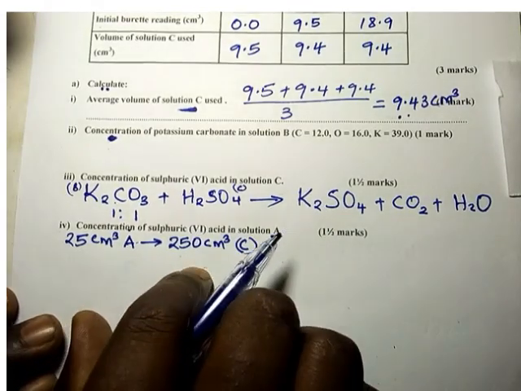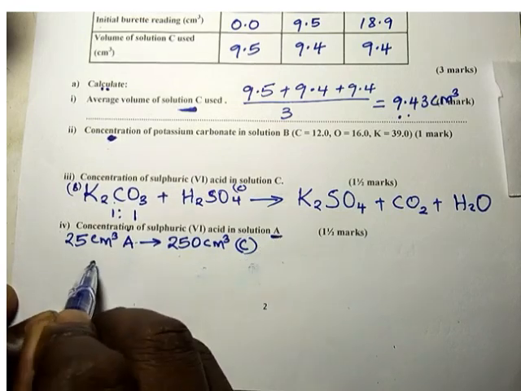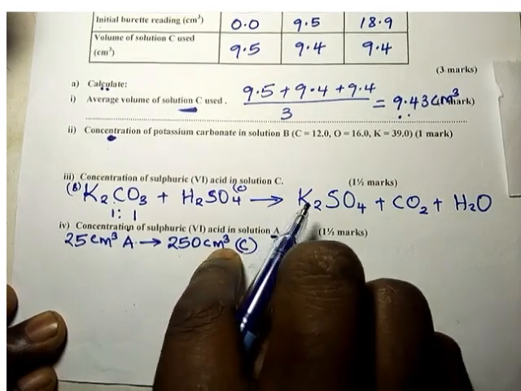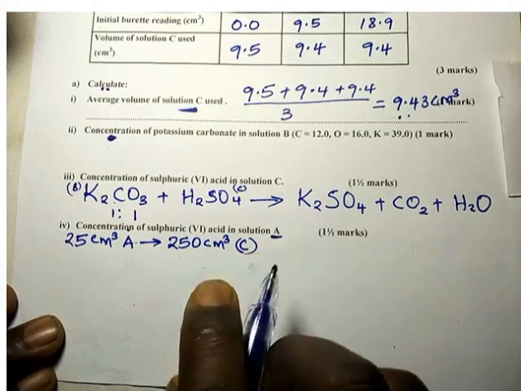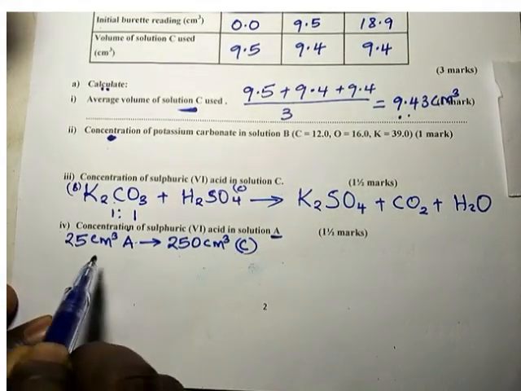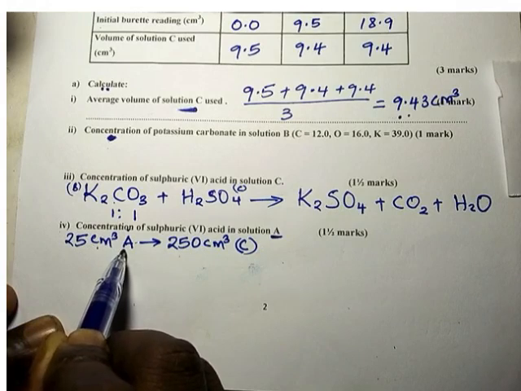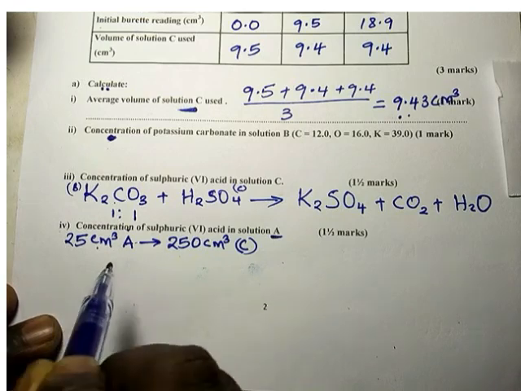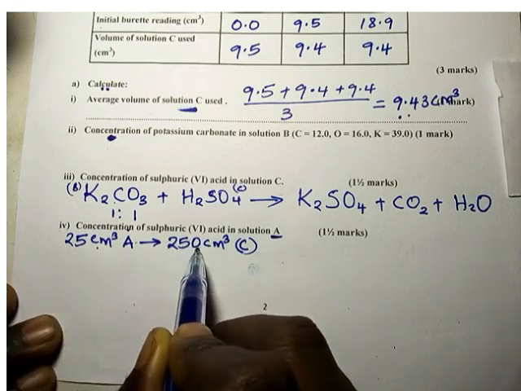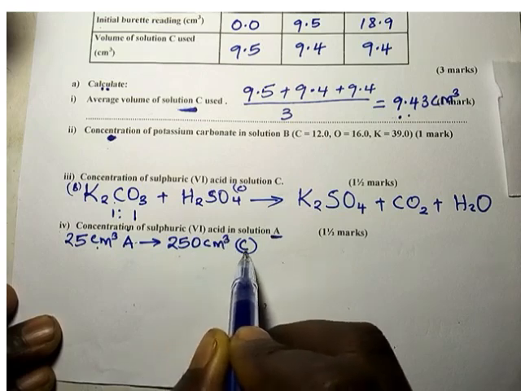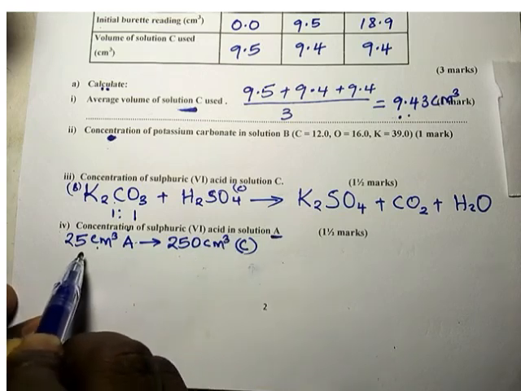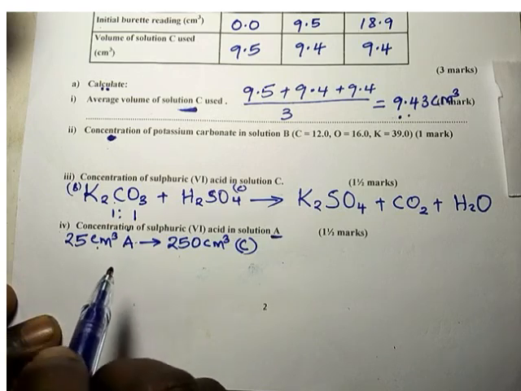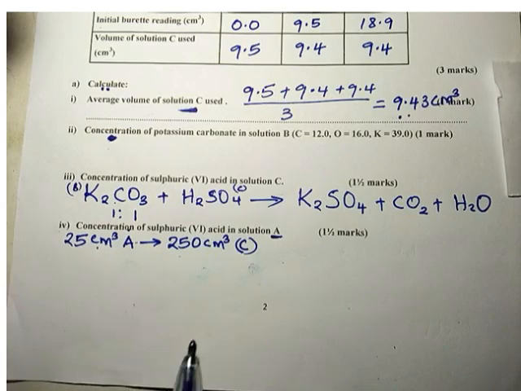So what is very important here is for you to know that the number of moles in 250 centimeters cubed of solution C will be exactly the number of moles in 25 centimeters cubed of solution A. Did you get that? Let me repeat that. Very important. The number of moles in 250 centimeters cubed of the diluted solution C will be exactly equal to the number of moles in 25 centimeters cubed of solution A, the one we diluted. So that is very important.